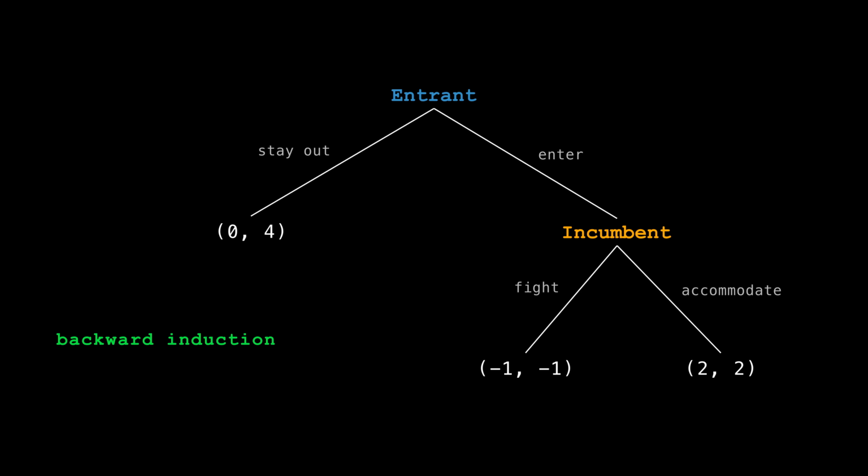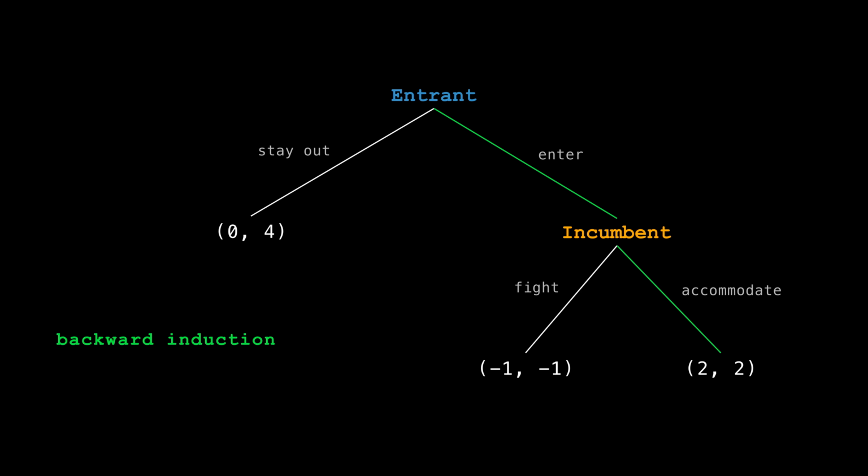In our example, this means that if the entrant enters, the incumbent should accommodate, because 2 is larger than -1. Knowing that the incumbent would accommodate, it's then better for the entrant to enter than to stay out, since 2 is larger than 0. But how do we implement backward induction in code?